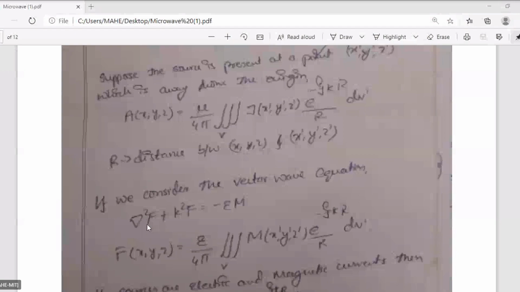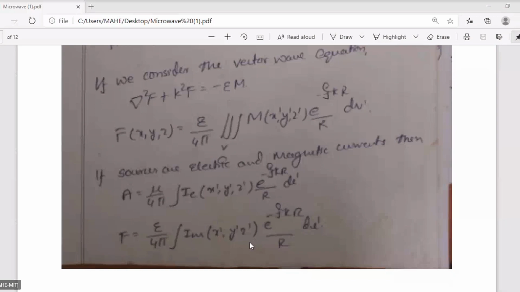The problem can be like this: obtain the vector wave equation in terms of the electric vector potential and obtain the solution of the wave equation. The solution of the wave equation is this. For that, you have to go through all the steps which I discussed. In place of A, we have F, and in place of J, we have M.